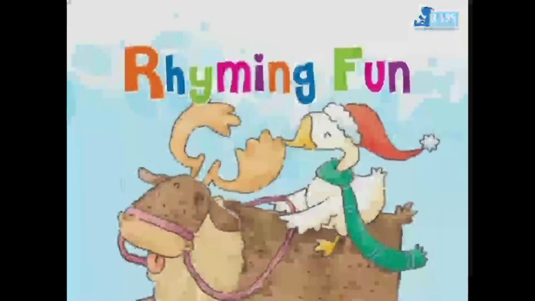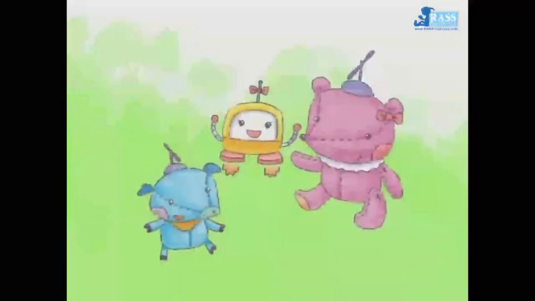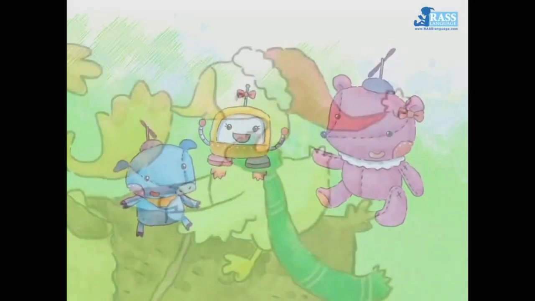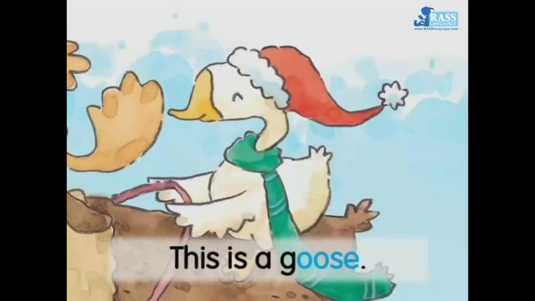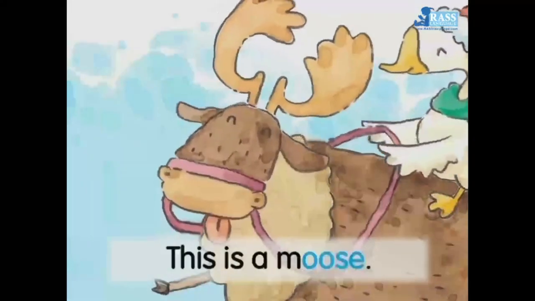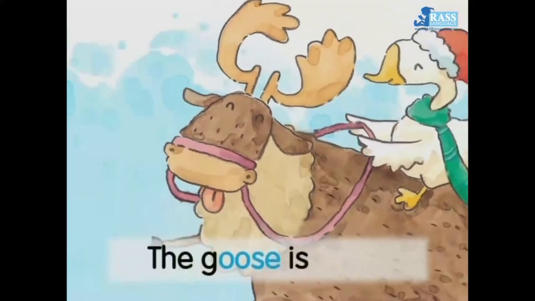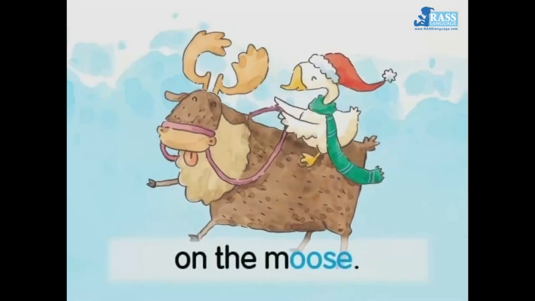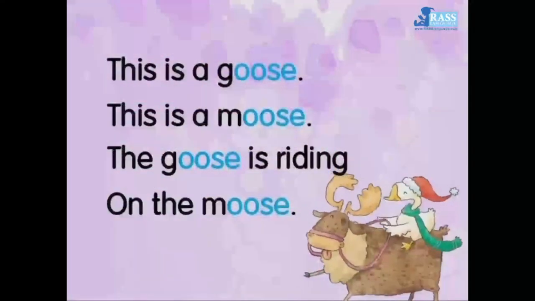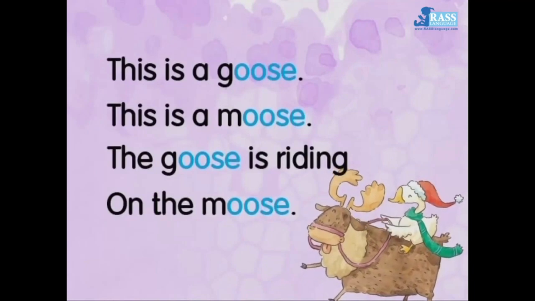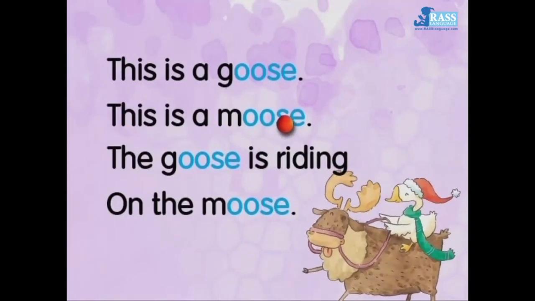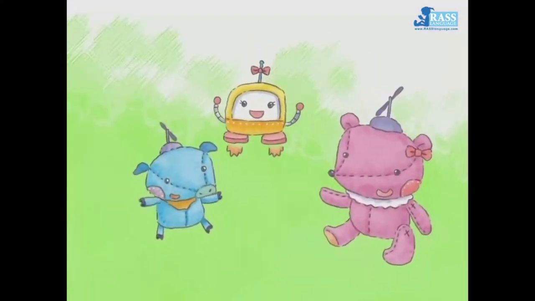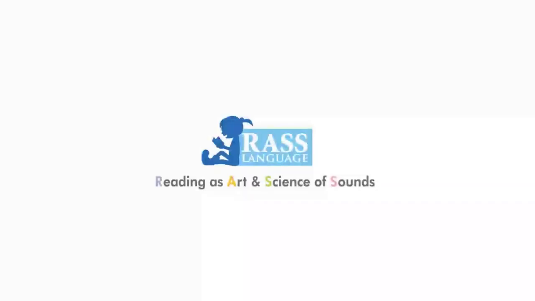Rhyming fun. It's rhyme time. Here we go. Let's go. This is a goose. This is a moose. The goose is riding on the moose. Come on, repeat with me. This is a goose. This is a moose. The goose is riding on the moose. Fantastic! Thanks! RASS Language.